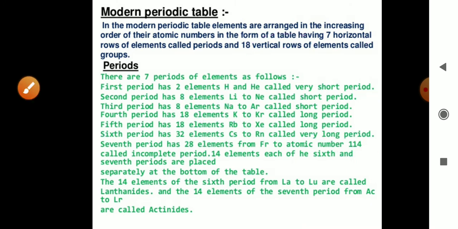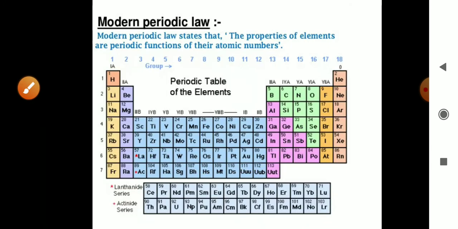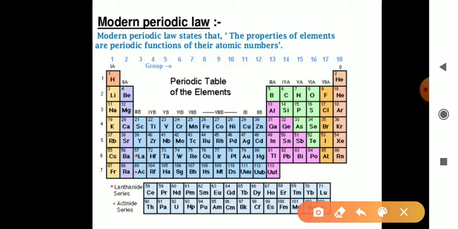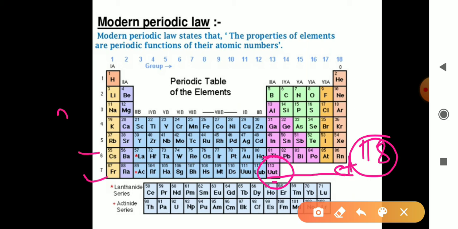But in the periodic table, an incomplete periodic table is given here. See here, the last element in the periodic table has atomic number 113, but we know the last element now known has atomic number 118. So here the last element will be 118. So the sixth and seventh periods contain 32 elements, and these periods are called very long periods.